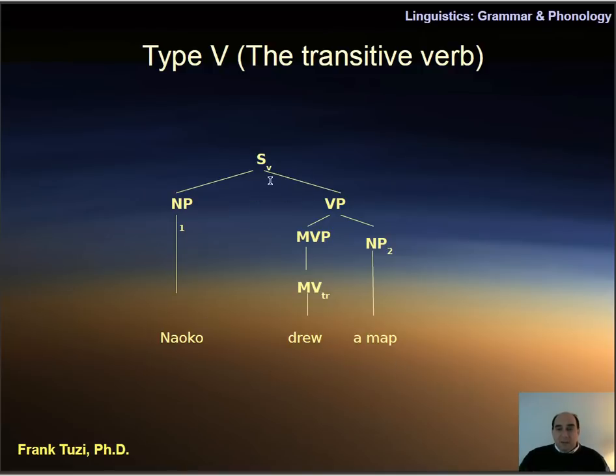Okay? So again, we start with our sentence. We have the first noun phrase, noun phrase 1. We have a verb phrase, always need a verb phrase, and then that breaks down to main verb phrase to the main verb drew. Okay, notice this is transitive. Because it's transitive, it is a type 5 sentence, all right? And then connected to that is the direct object. What did she draw? Drew a map, right?